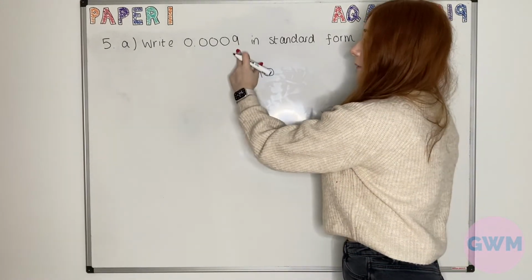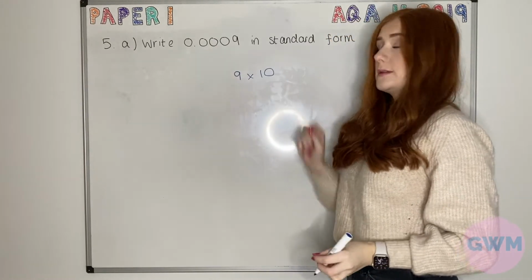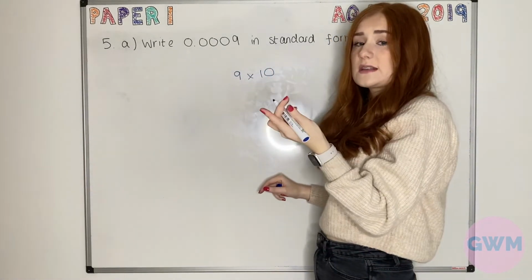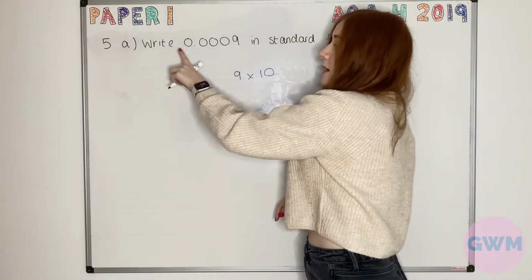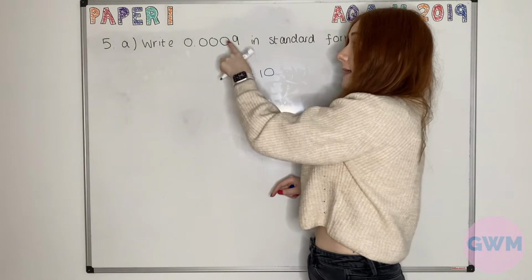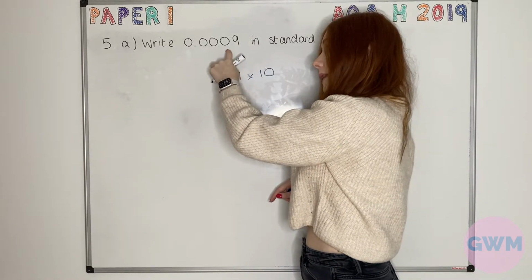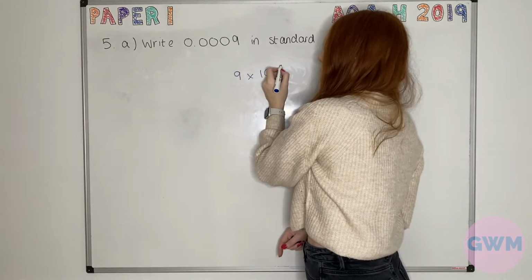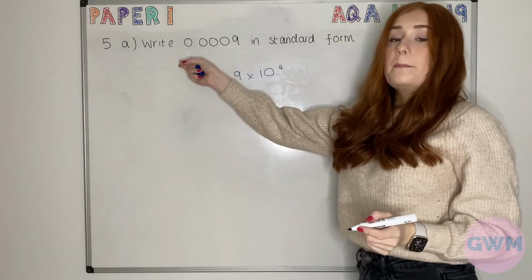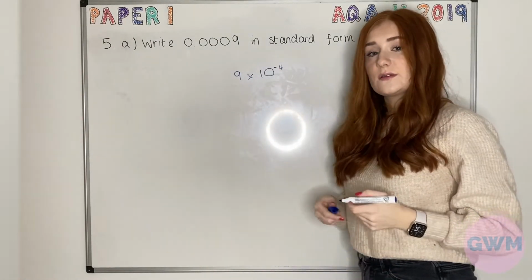So, in our case, our whole number is going to be 9. And now we just need to work out what the power is. So, the easiest way I have to do this is to imagine that 9 was in the whole number position. How many moves would you have to make to get it into this? You would have to move 1, 2, 3, and 4. You'd have to move 4. And because you're moving backwards, you put a minus there. That's your answer in standard form.